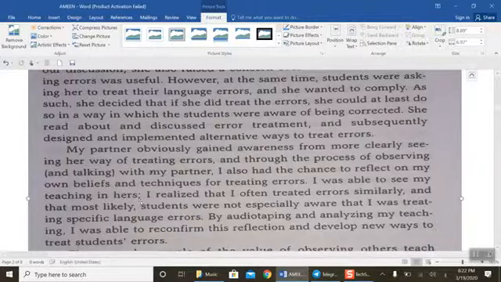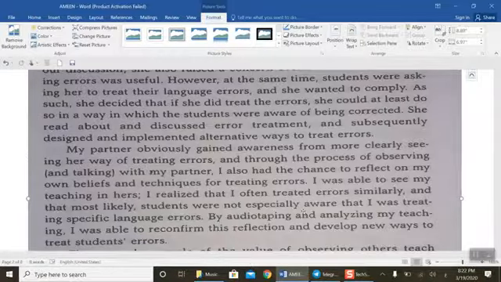Ali is doing what? Mine are the same. They are like my ways. I realize that I often treat errors similarly, in the same way that Mr. Ali treats the errors of his students, and that most likely students were not especially aware that I was treating specific language errors. The same thing, even within my class students do not notice my errors. So both of us get benefit.